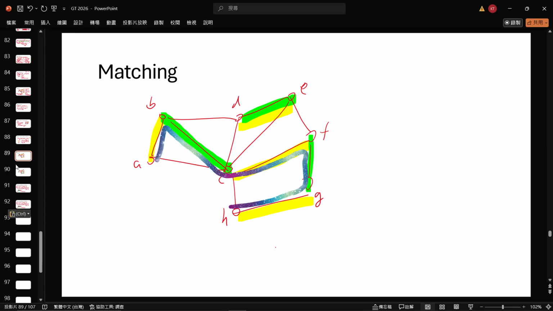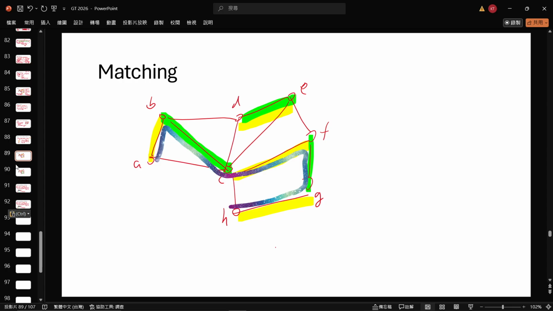Now, I mentioned that an M augmenting path is a special case of an M alternating path. The only difference is that for a path to be an M augmenting path, the two endpoints cannot be matched by the green matching, or cannot be matched by M. Okay, so this is the only difference. We add some constraint to the endpoints of the path.